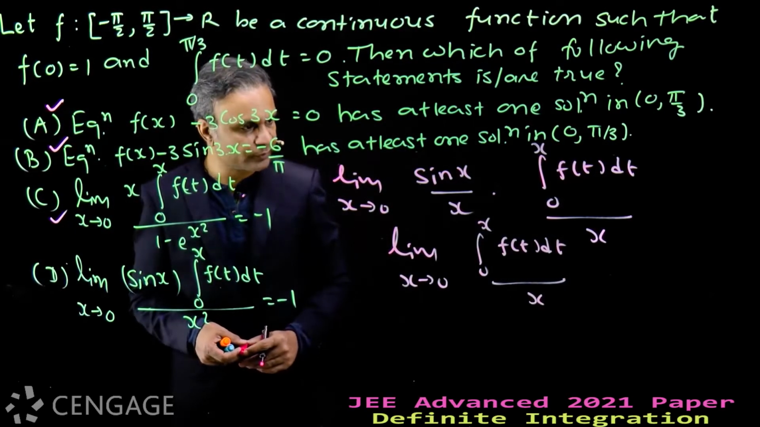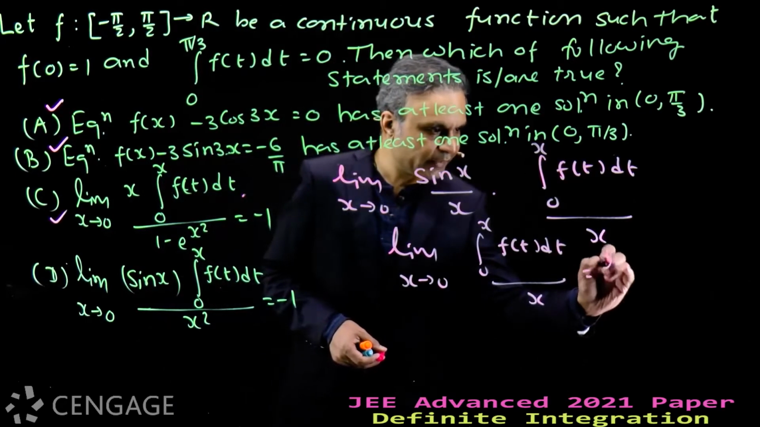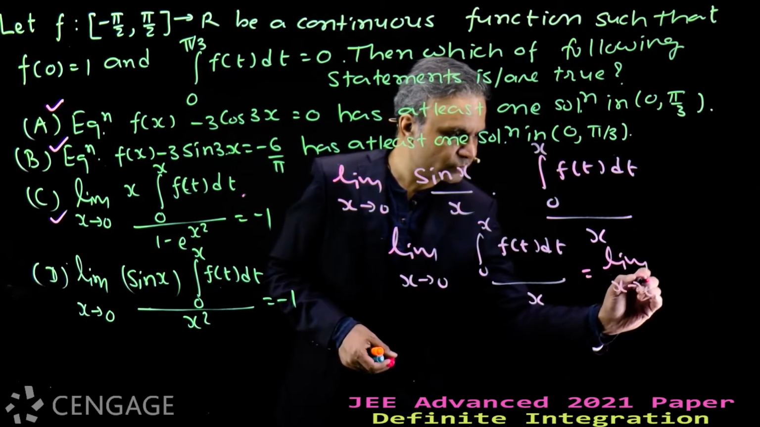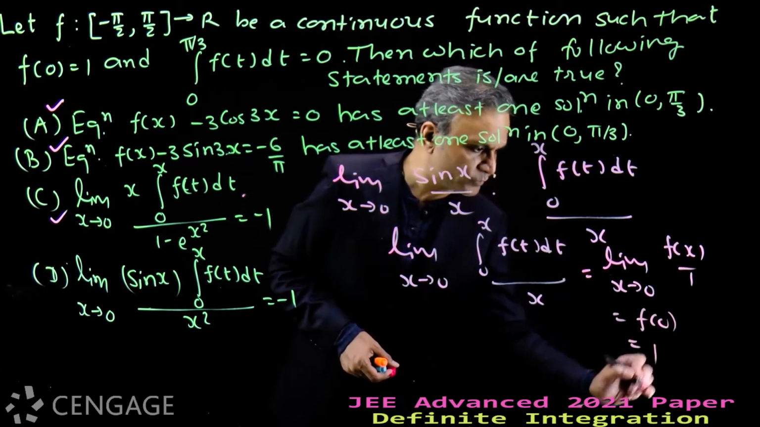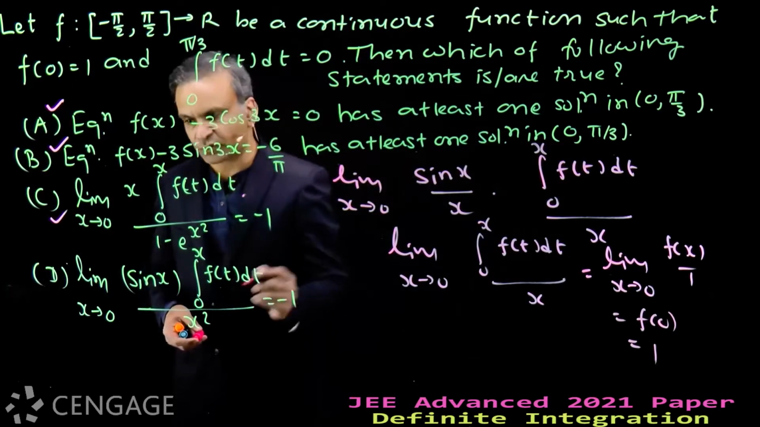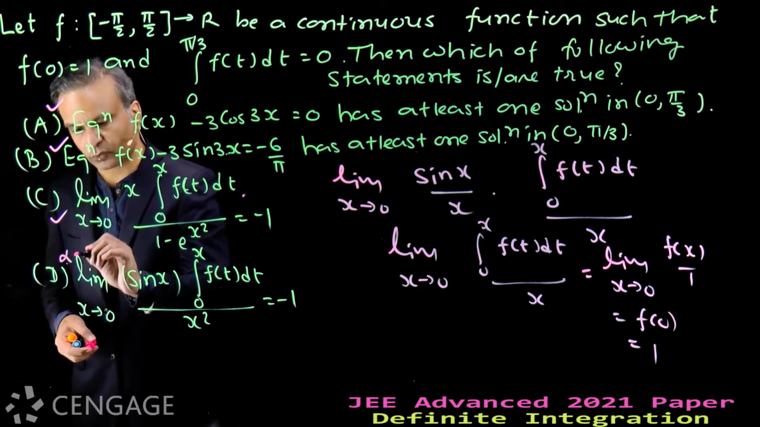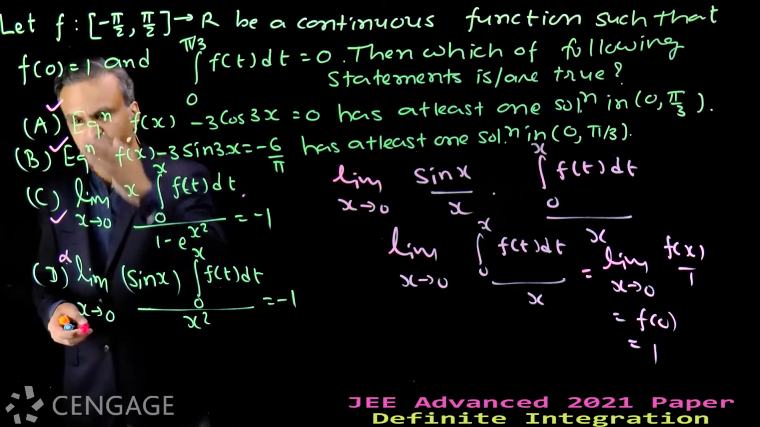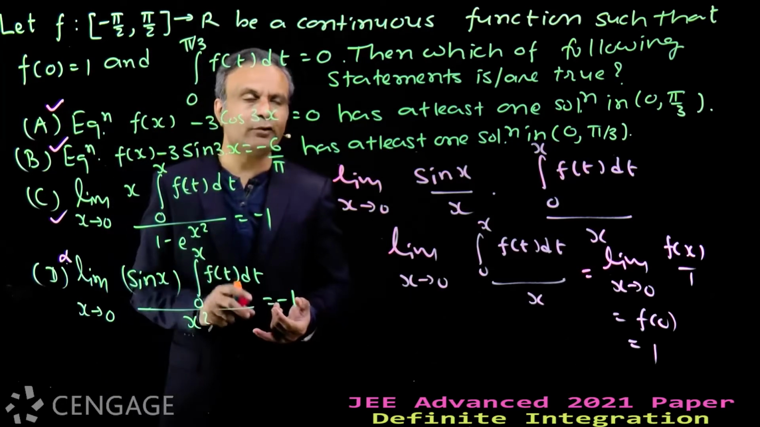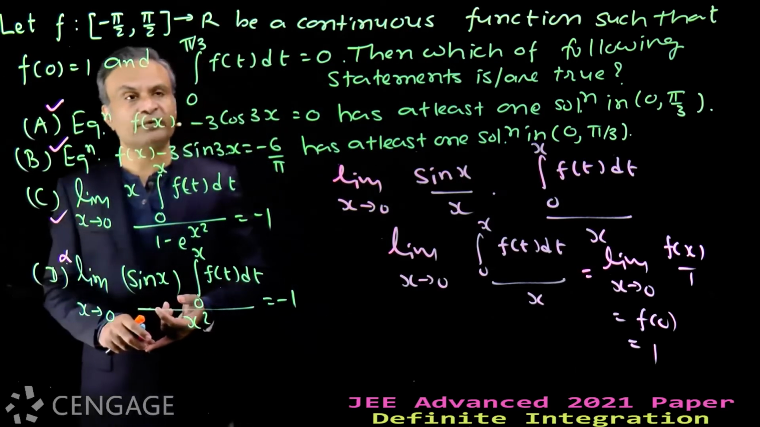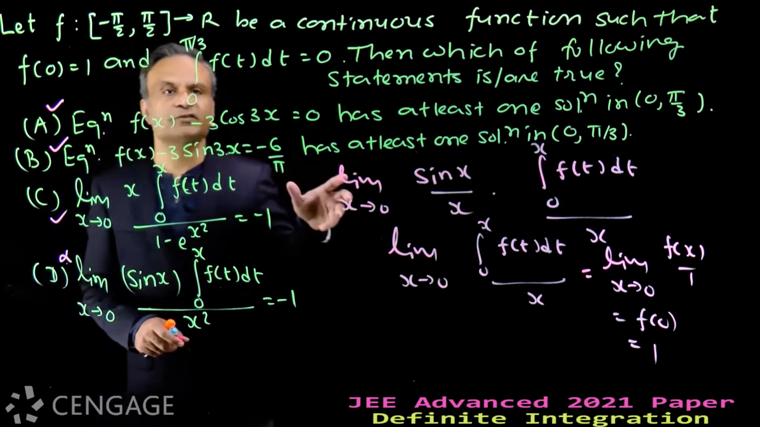We can use L'Hopital rule, using which we get limit x tends to 0 of f x over 1. This is f of 0, value of f of 0 is 1. So this option is wrong, false. So correct options are A, B and C. Here we are using mainly three concepts: L'Hopital rule of limit, Leibniz rule of definite integration and Rolle's theorem.